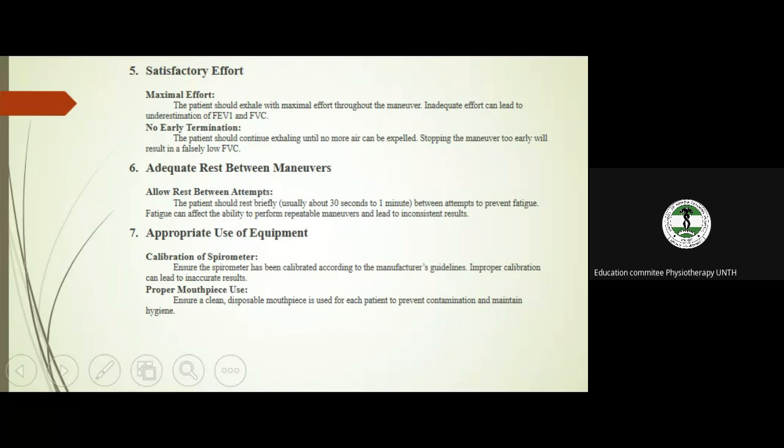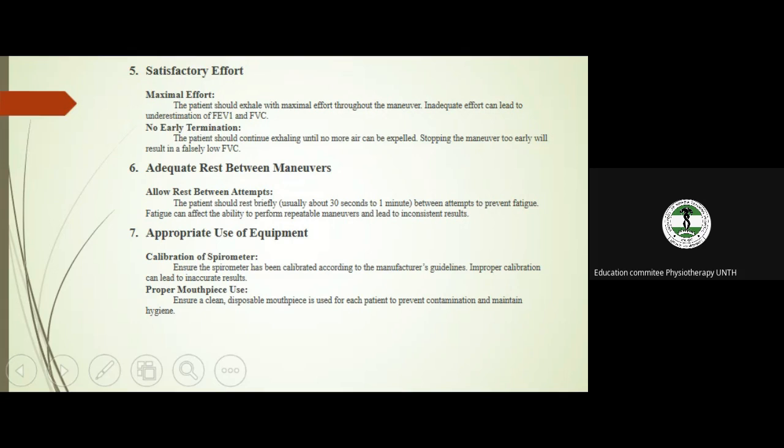When the patient is tired, you can see the patient is tired. And some of them will come in when they have lung diseases, so it's not easy to blow out air. So fatigue can affect it even more. So when you are doing spirometry, you allow the patient to rest 30 seconds or 1 minute in between each maneuver.